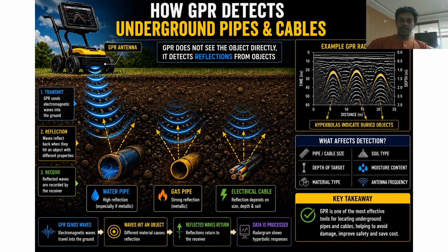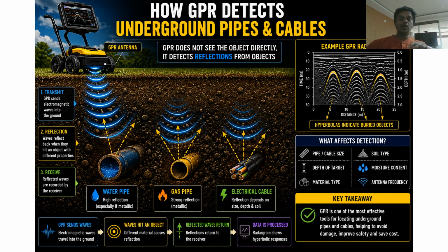Now imagine a plastic pipe is buried beneath the soil. The pipe material is different from the surrounding material. If you see here the example GPR radargram, you can understand. The pipe material is different from the surrounding ground. As the radar waves reach the pipe, part of the signal reflects back. The receiver records that reflection. Now imagine there is a metal pipe. Metals are very highly reflective. Because of this, metal pipes often produce much stronger GPR responses. In many cases, they are easy to detect when compared to plastic pipes.